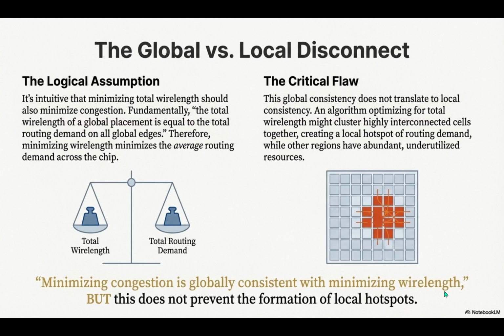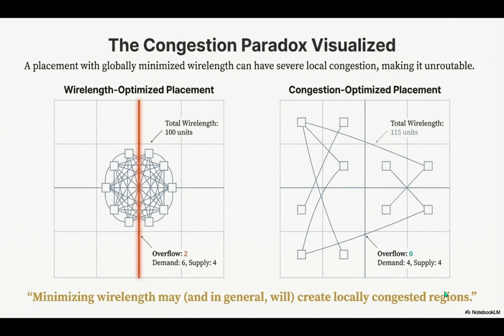Right. While the mathematically superior one is a failure, that difference between 100 and 115 units, that's the difference between a product that ships and a failed design cycle. So clearly, wire length is the wrong driver. We have to focus on this idea of congestion itself. What does it actually look like, and why does it send the whole design process into a spiral?